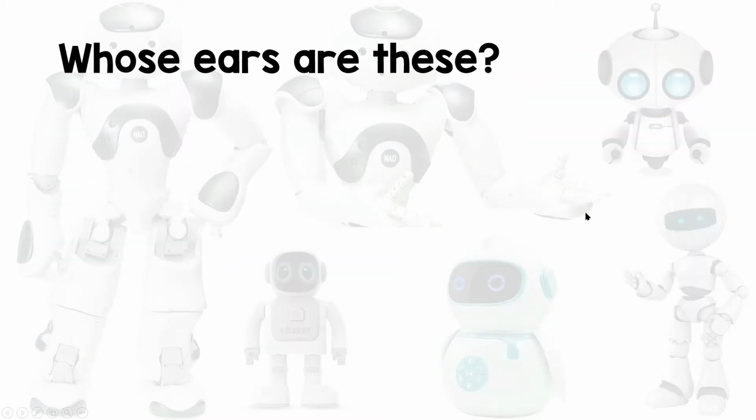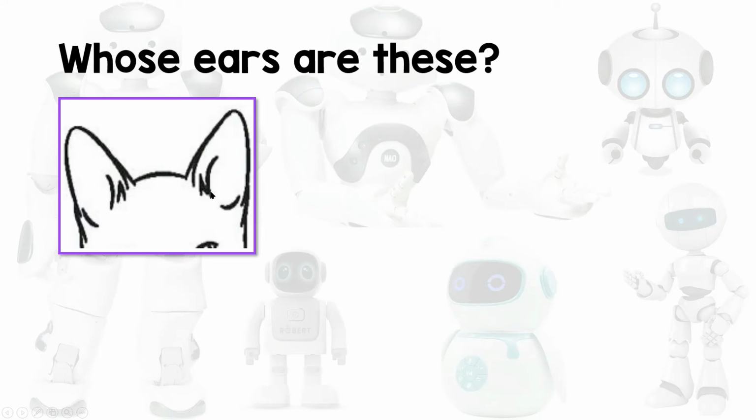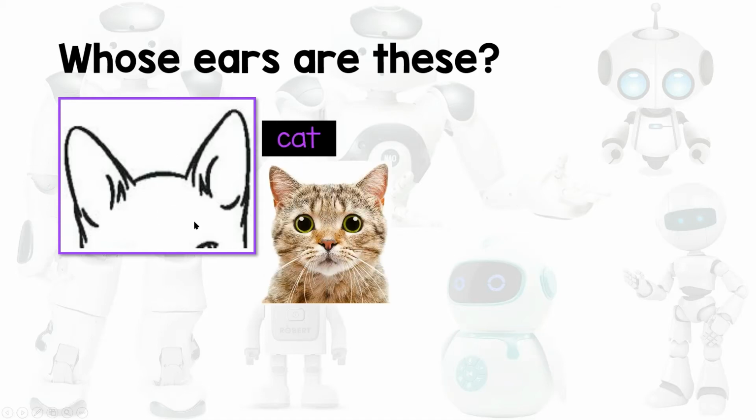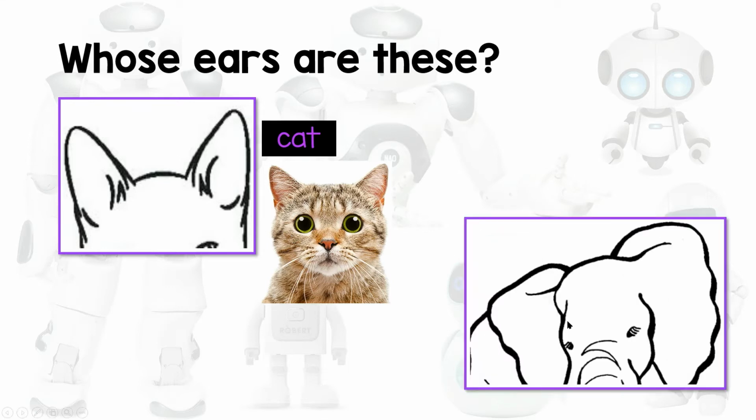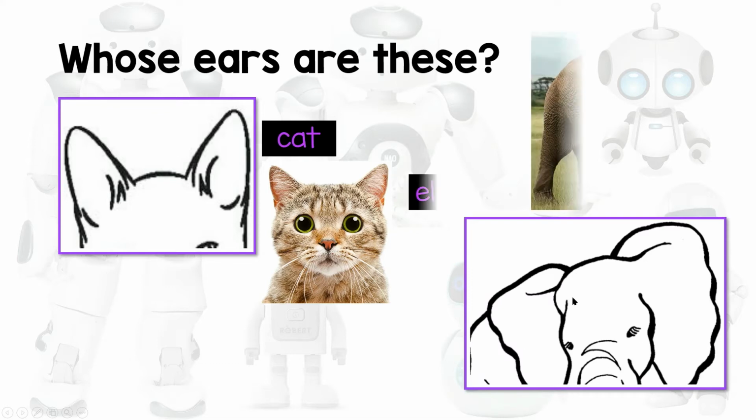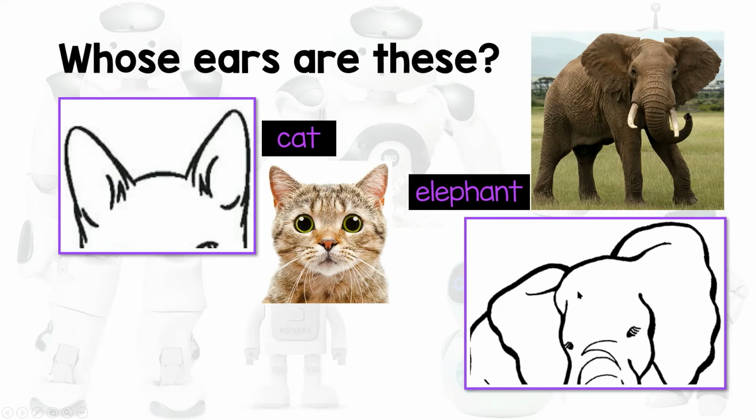Yeah. All right. Now, whose ears are these? Sharp, pointy ears. A fox? A dog? Let's find out. These ears belong to a cat. Did you manage to guess it correctly? You do? Amazing. All right. What about these ears? Yeah, this is an easy one. These are an elephant's ears.